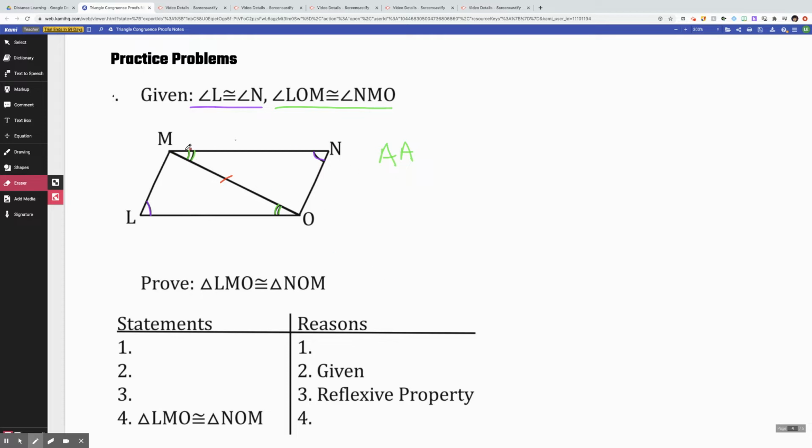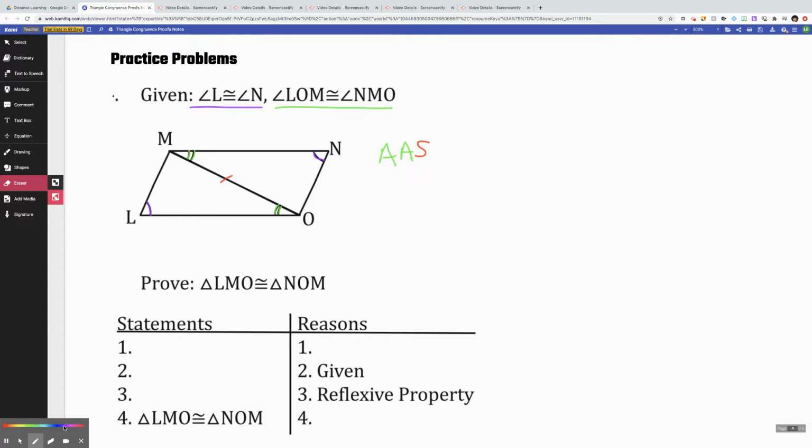So there's my three criteria, right? I have my three things. I have two angles and a side. So that's how I'm going to prove that these triangles are congruent. So I've kind of made myself a roadmap. I kind of know where I'm going. So now I'm going to go and write in my given information.